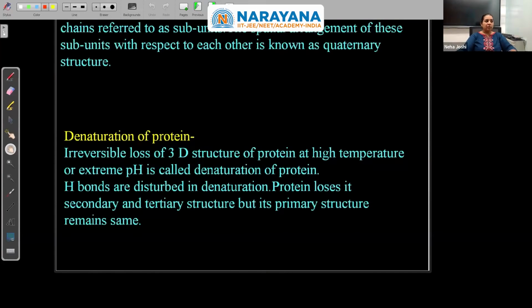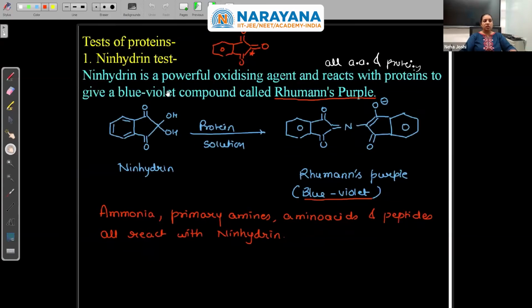Last point of this chapter on protein is tests. First is the ninhydrin test. When we add protein to this, it is given by ammonia, primary amines, amino acids, and peptides, all of which give the ninhydrin test. Here the middle one gets a double bond N, and then another molecule of ninhydrin attaches, forming a purple color complex. Ninhydrin is a powerful oxidizing agent and reacts with protein to give a blue-violet compound called Ruhemann's purple. It is a solution, not a precipitate.